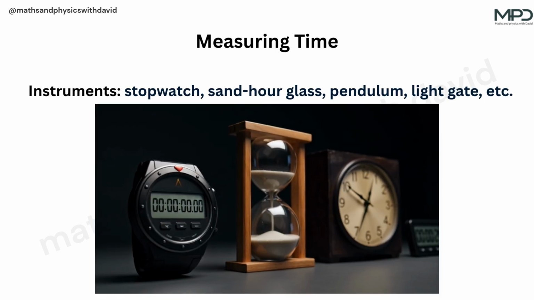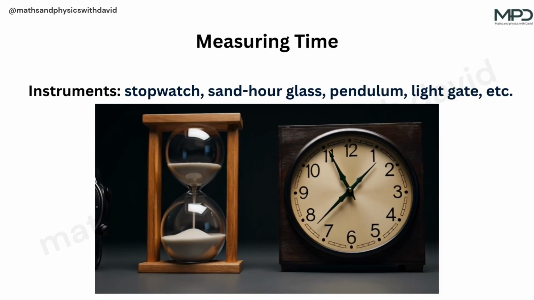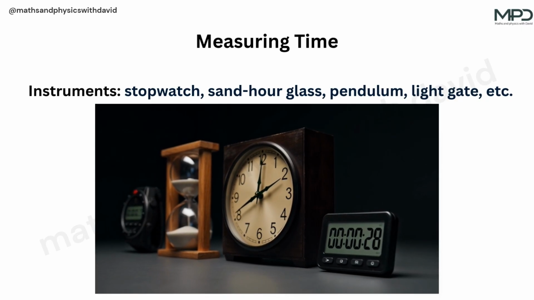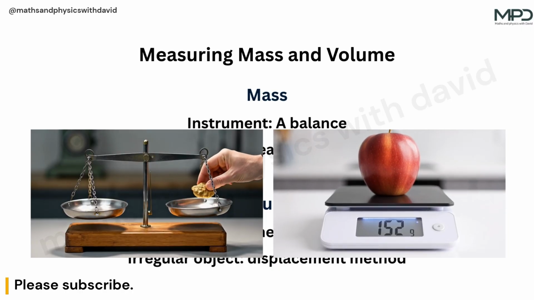For the measurement of time, time can be measured using instruments such as a stopwatch, sand hourglass, clock, or digital timer. For mass, mass can be measured using a balance or an electronic scale.